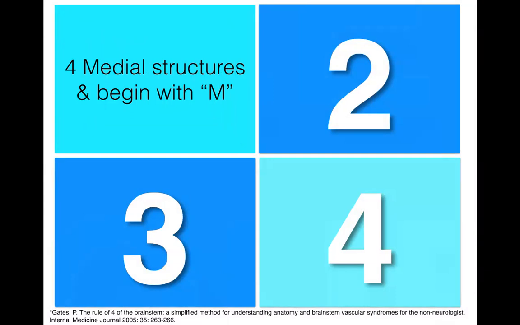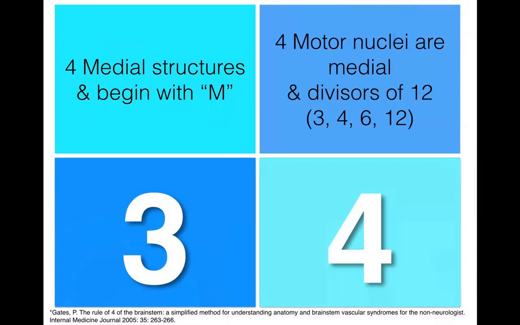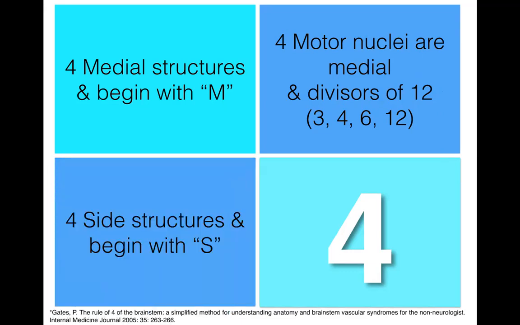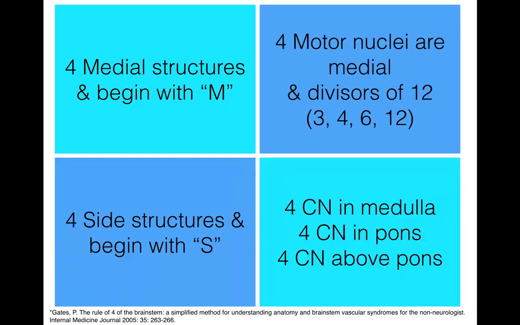Medial corresponds to M. Rule number 2: of these medial structures, some of them are the motor nuclei of cranial nerves number 3, 4, 6, and 12. If you remember your basic math, 3, 4, 6, and 12 are divisors or factors of the number 12. Rule number 3: in the brainstem, there are 4 important side structures, and they all begin with the letter S. And finally, rule number 4: this refers to the distribution of the different cranial nerves in the brainstem.